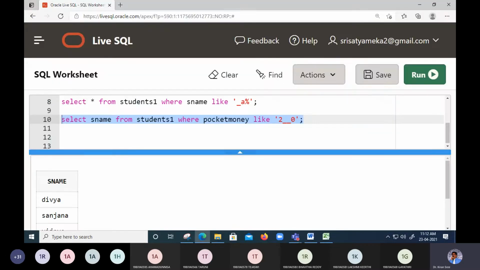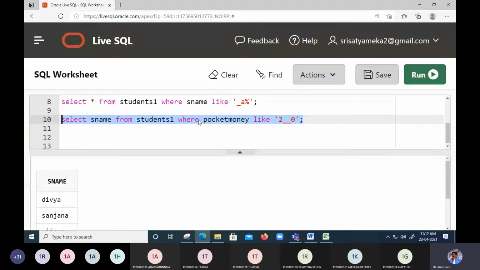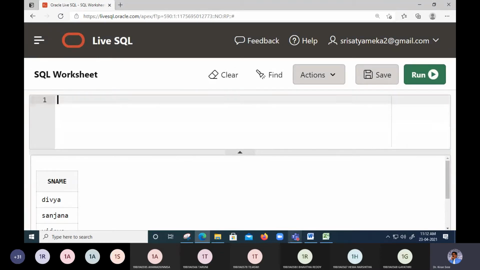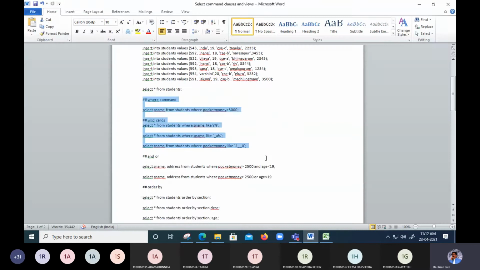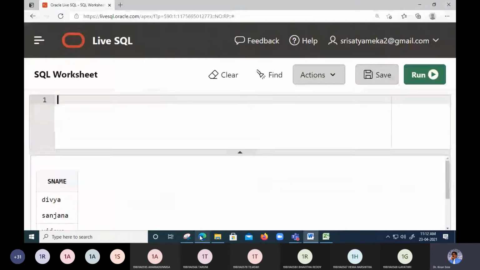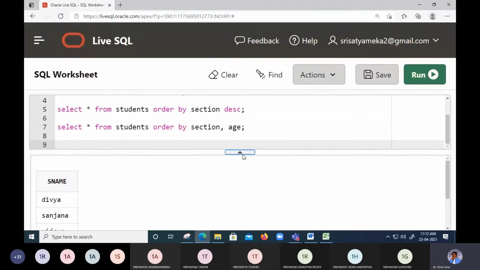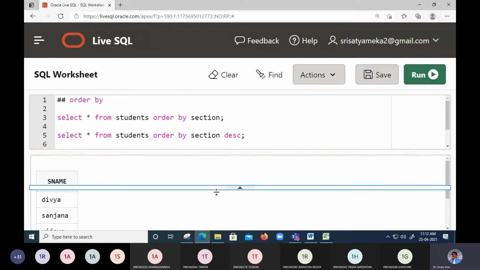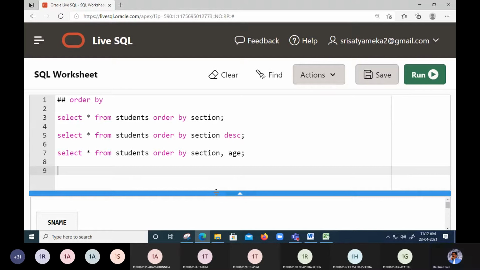So up to now, what is the clause we have worked on in SQL? We have worked on a clause called the where clause. So we have completed the usage of the where clause. Now let us see what the next clause we can use is. The next clause we are going to use is the order by clause.